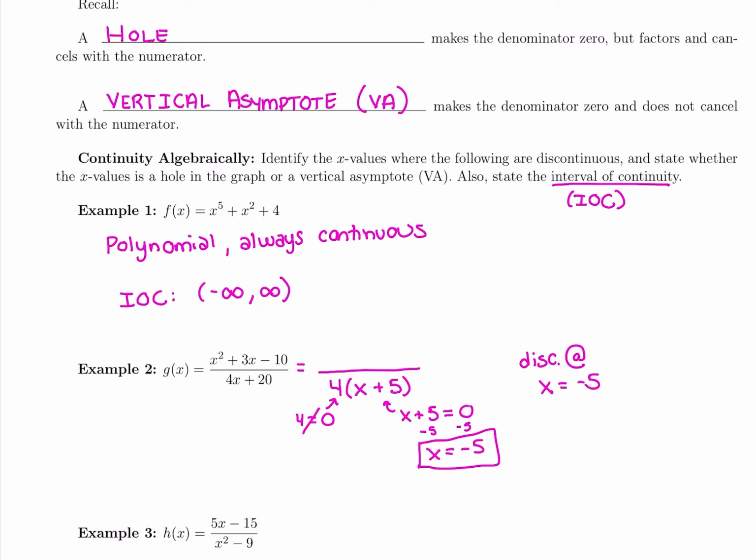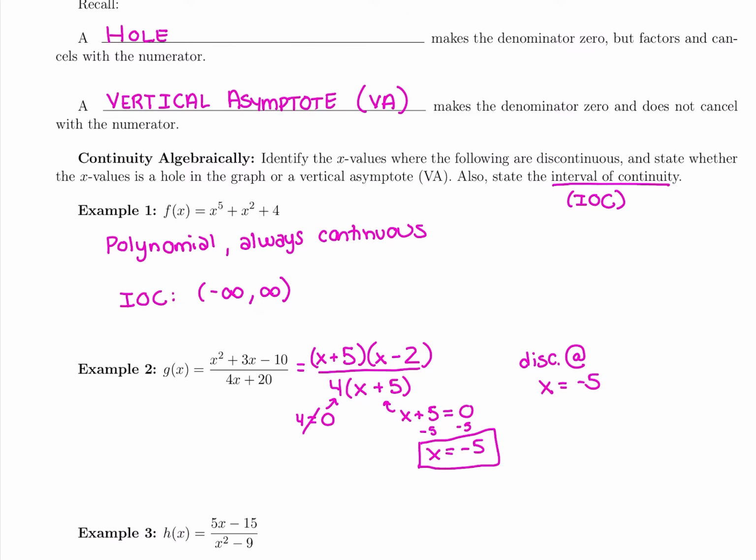And to say whether it's a hole or a vertical asymptote, we'd have to figure out, does it cancel with the numerator or not? So I'm going to look at the numerator. I want to factor this, so I want to multiply to be a negative 10 and add up to be 3. So it's nice to multiply to be a negative 10. We need a positive times a negative for sure. And we need factors that differ by 3. And we're going to make the bigger factor the positive one so that they add up to be positive 3. So we're going to say 5 times negative 2 is negative 10, and 5 minus 2 gives us that 3.